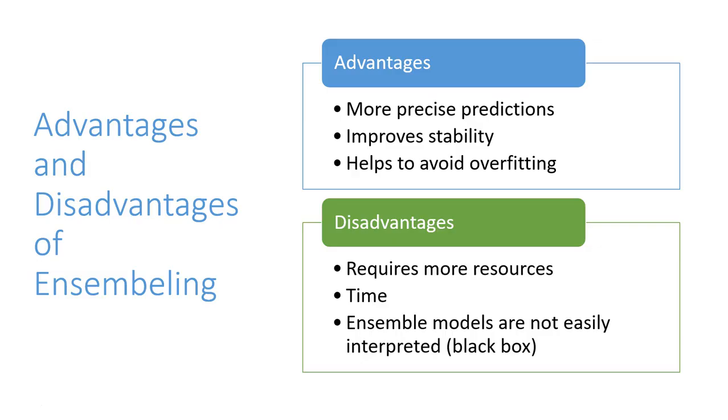So we have some advantages and disadvantages of ensembling. An advantage is that it gives more precise predictions, helps improve stability, and helps to avoid overfitting. But some disadvantages: it takes more resources, like your computer processing. It takes time while you wait for it to process, as well as to collect enough information to do that. And then ensembles are really not that easily interpreted. They're pretty much called black box models.